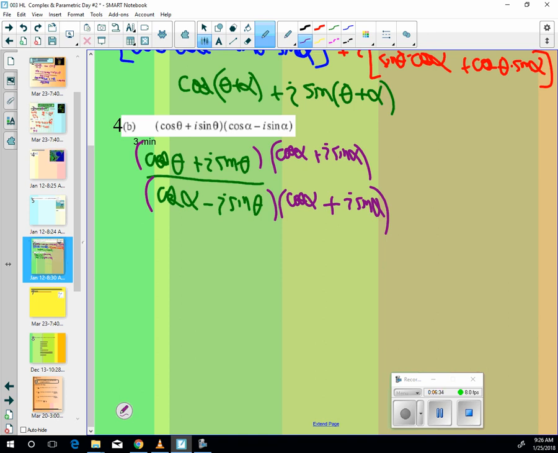Oh, no. You're right. This is alpha, this is theta, and this is theta, right? Because cosine alpha minus I sine theta, cosine alpha plus I sine theta.